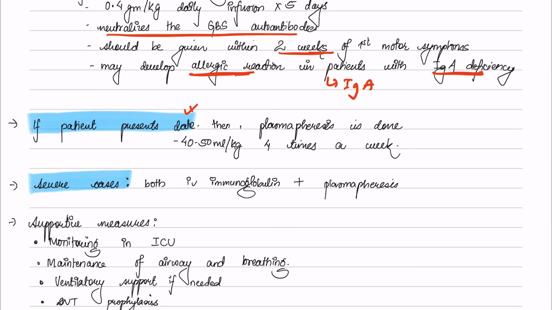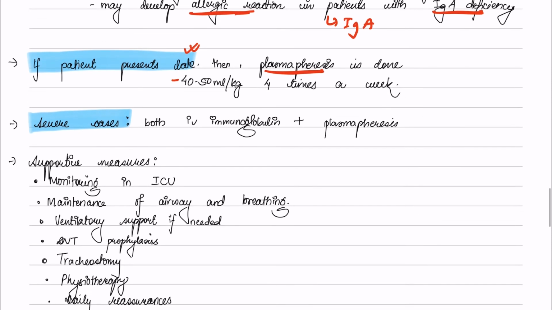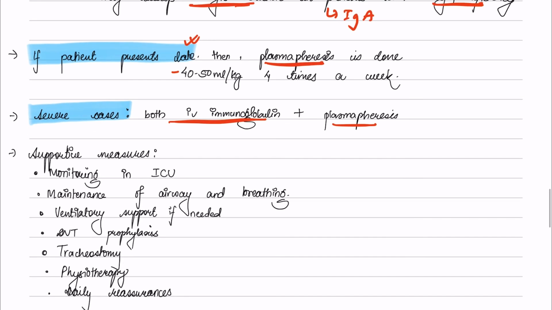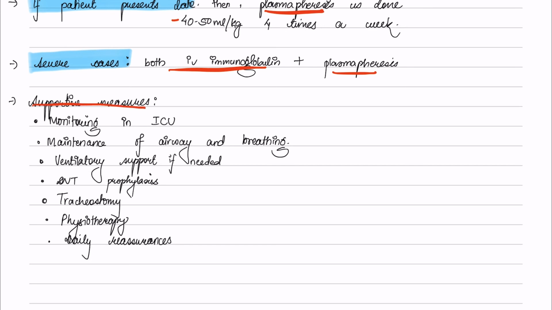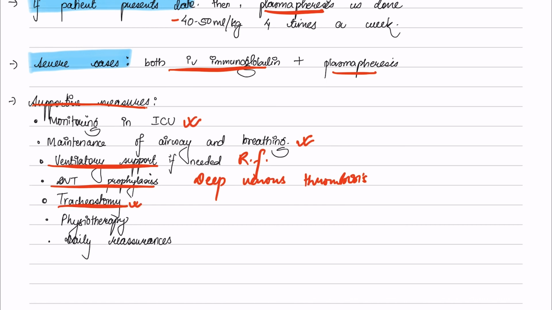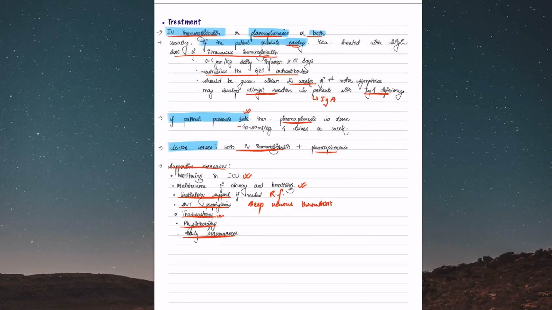If the patient presents late, usually after 2 weeks, then plasmapheresis is done at 40 to 50 ml per kg, 4 times a week. And in severe cases, both IV immunoglobulin plus plasmapheresis is given. Along with this treatment, the patient also needs supportive measures like monitoring in the ICU, maintenance of airway and breathing, ventilatory support in case of respiratory failure, and DVT prophylaxis, that is deep venous thrombosis prophylaxis. Tracheostomy may also be needed, along with physiotherapy and daily reassurance.